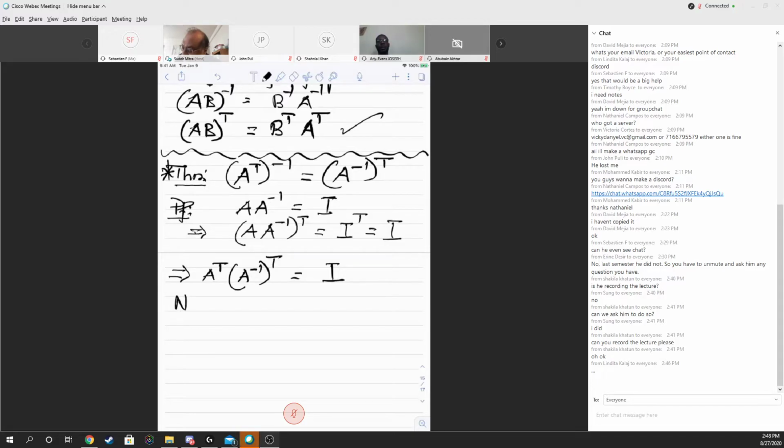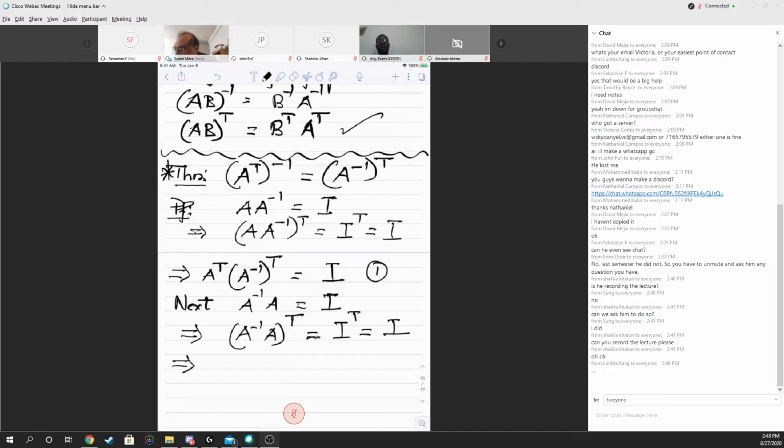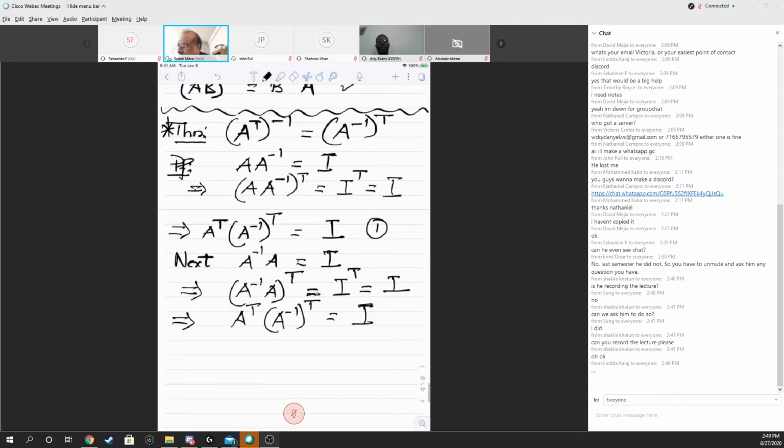Next, note this, call it 1. A inverse A is I. Take transpose on both sides. That implies A transpose, A inverse transpose is I. Let's call this 2. So A transpose times A inverse transpose is I.